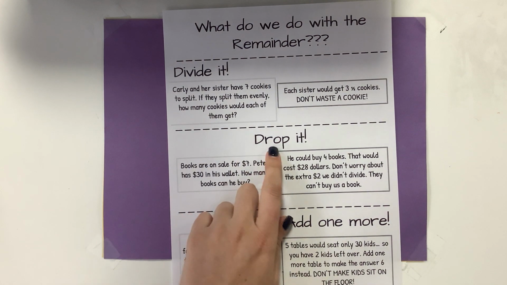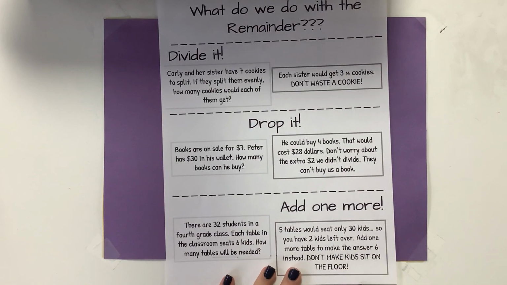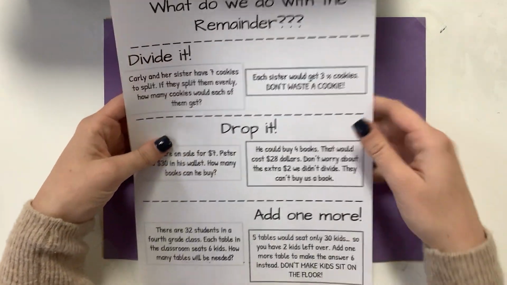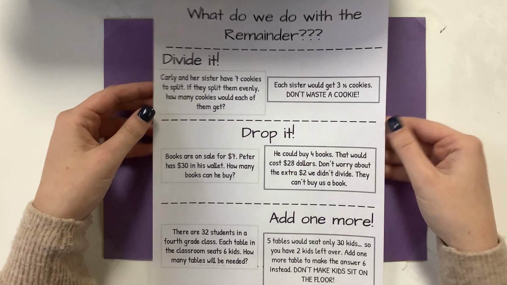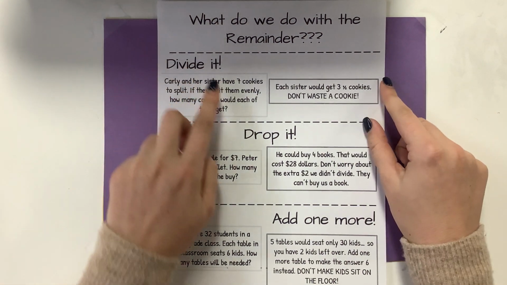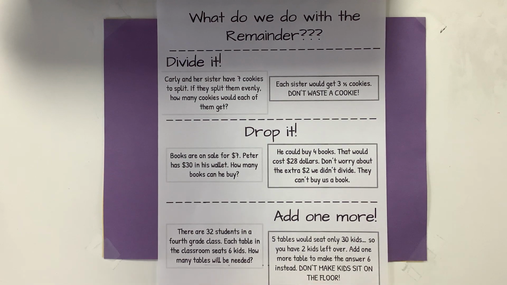Is it like money? We can't just use only a little bit of money to get the whole book. Or maybe we don't want to leave a kid sitting on the floor. So either way, we have to use our logic to think about the situation and decide what to do with that remainder. You are going to be practicing this today and making some decisions on what to do with remainders. So good luck and use this chart if you need it.